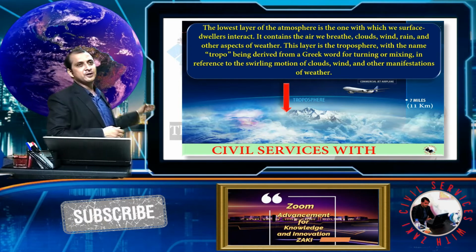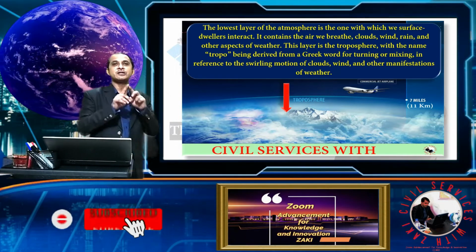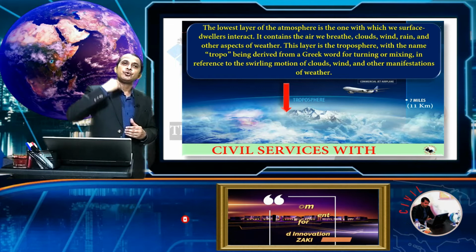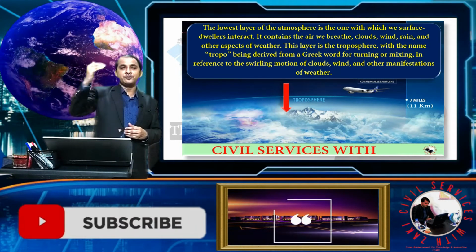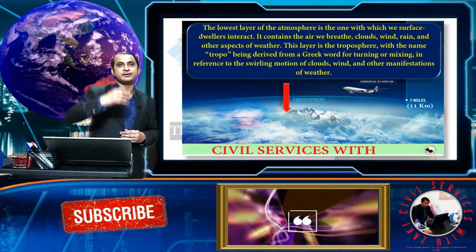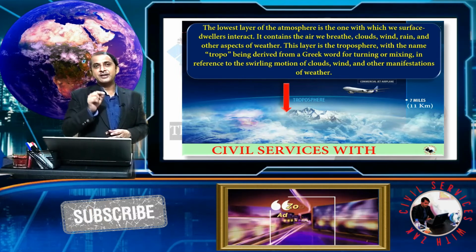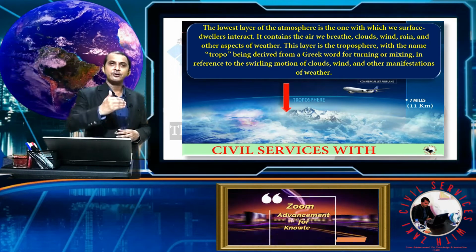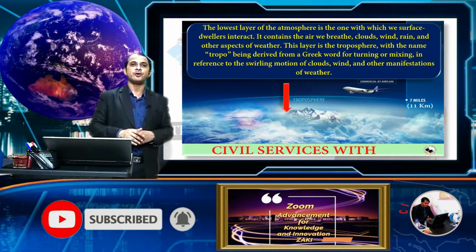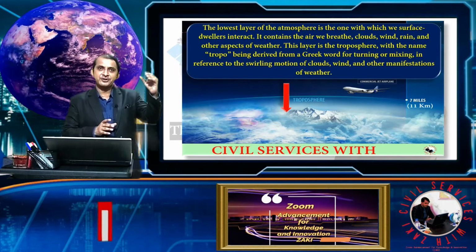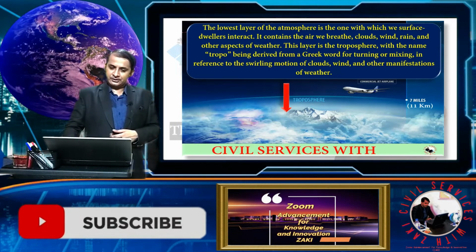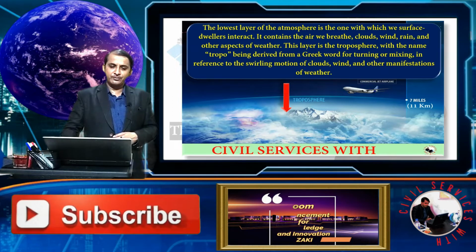The boundary between the troposphere and stratosphere is called the tropopause. From the bottom to the upper boundary of the troposphere, the temperature decreases about 6 degrees per kilometer. The temperature at the tropopause is about -50 degrees Celsius.